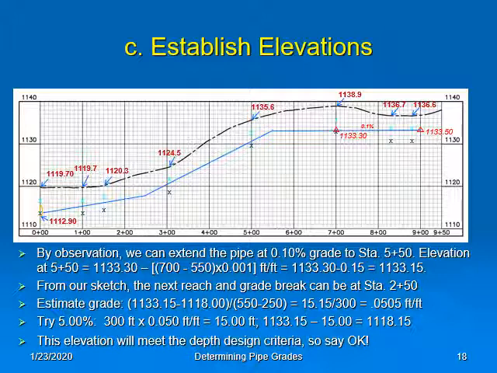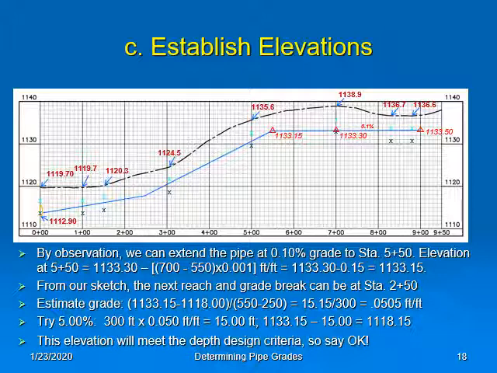And if we look at this by observation, we can extend the pipe at this same 1/10 grade to about station 5 plus 50. And that makes things simple. The installer won't have to change grade there. So we can calculate our elevation at 5 plus 50: it's 1133.30 minus 0.15, the elevation change in that 150 feet at a 1/10% grade. And we find our flow line elevation at 5 plus 50 is 1133.15.